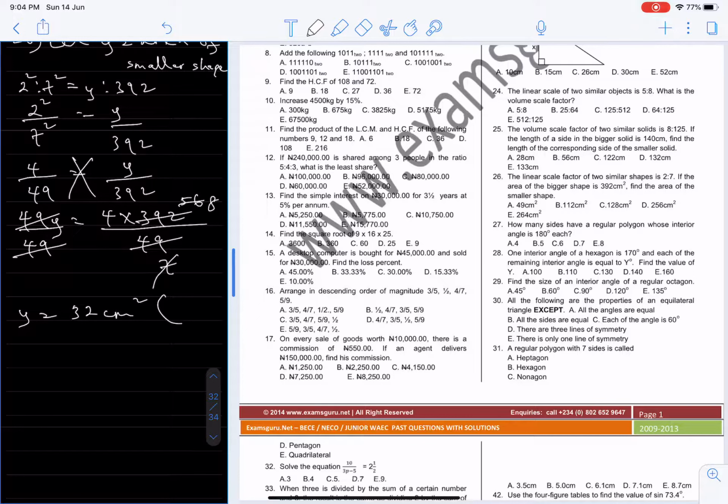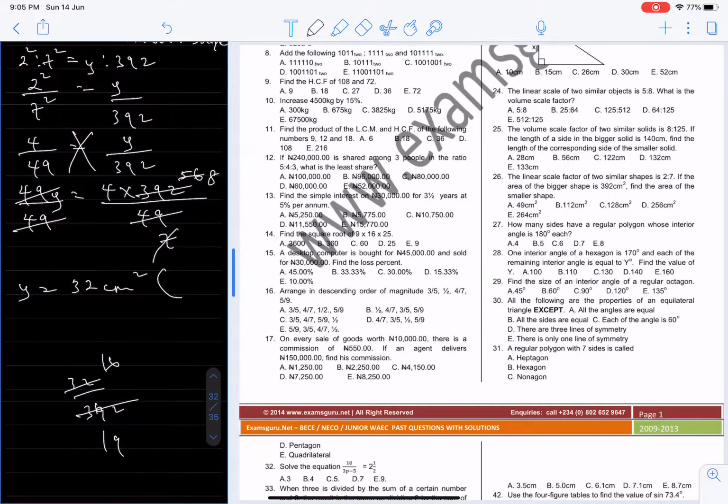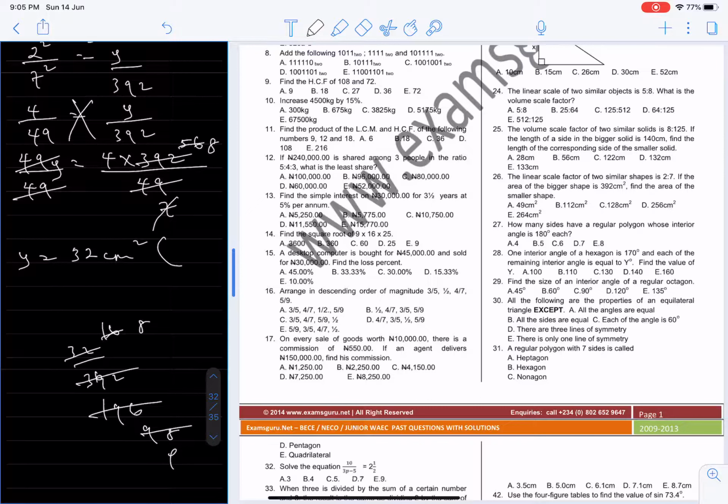Let's check something. That's 32. Let me check the ratio, 32 over 392, and see if the square root will give me 2 over 7. I'm just doing a rough check. Simplifying gives 4 over 49, and the square root of that is 2 over 7.